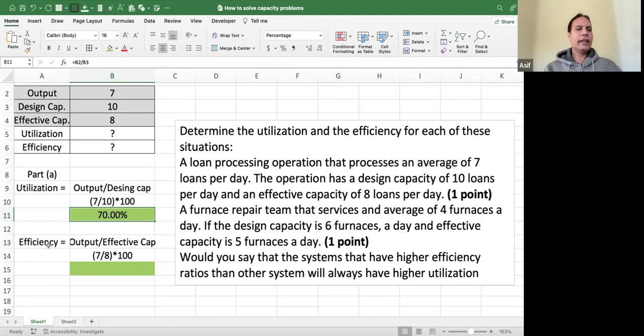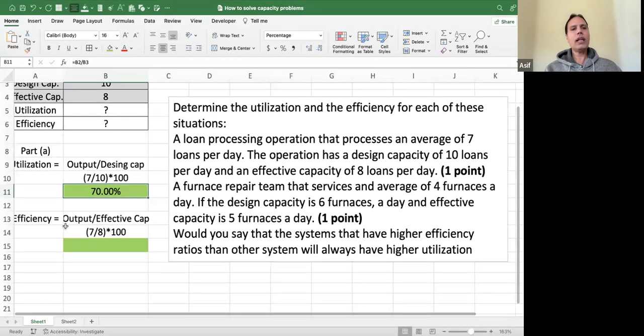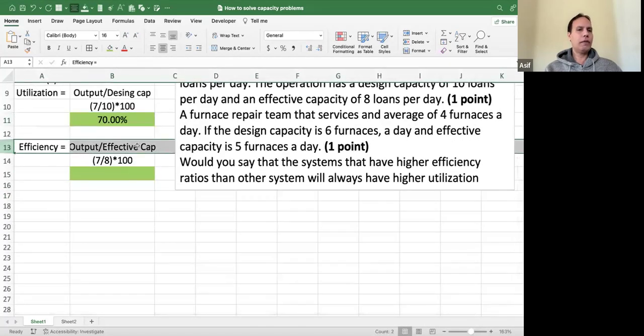Okay, now let's go to the next part, and the next part is calculating efficiency. And you know, the formula for efficiency is equal to output over effective capacity. And as you can see here, again, I did not put an equal sign here, because if I put an equal sign here, it will be expecting that I need to enter some values. But my objective is not to enter values here. I just want to show the formula. So therefore, make sure that this equal sign appears here.